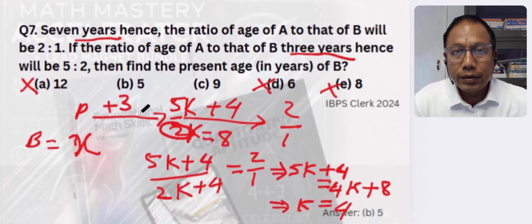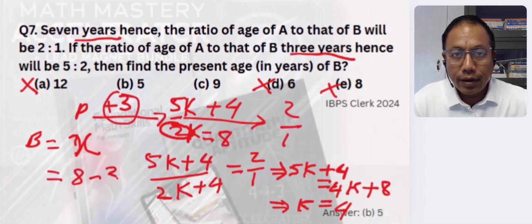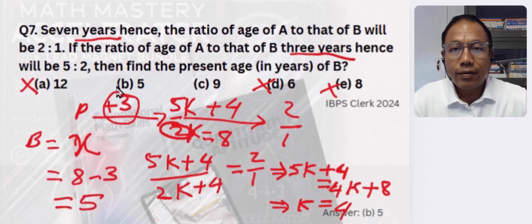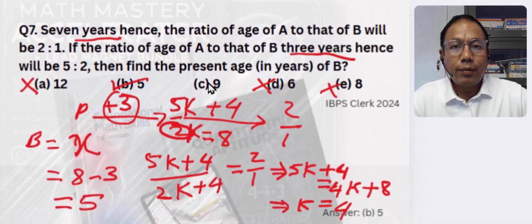8 minus 3 is x. B's present value is 8 minus this value 3, which is equal to 5. B's present value is 5. The present age of B is 5 years. Let's solve the next question.